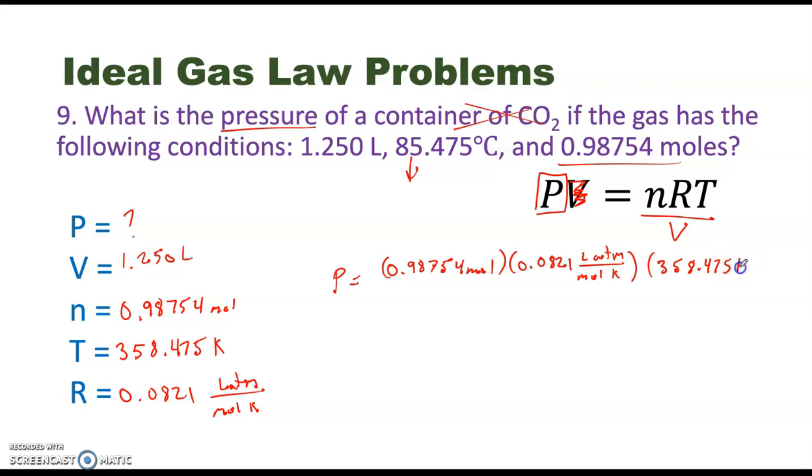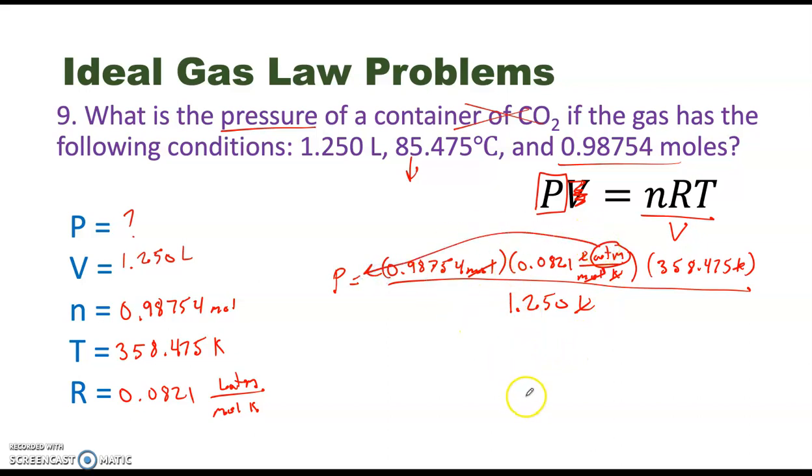358.475, that's Kelvin, divided by volume, which is 1.250 liters. So now you can see here the moles is on top and then moles is on bottom of the fraction. Kelvin is on bottom, Kelvin is on top, it cancels. Liters is on bottom of this whole big fraction, it's also on top of this little fraction, so they cancel. I am left with atmospheres, which is great because I am solving for pressure.